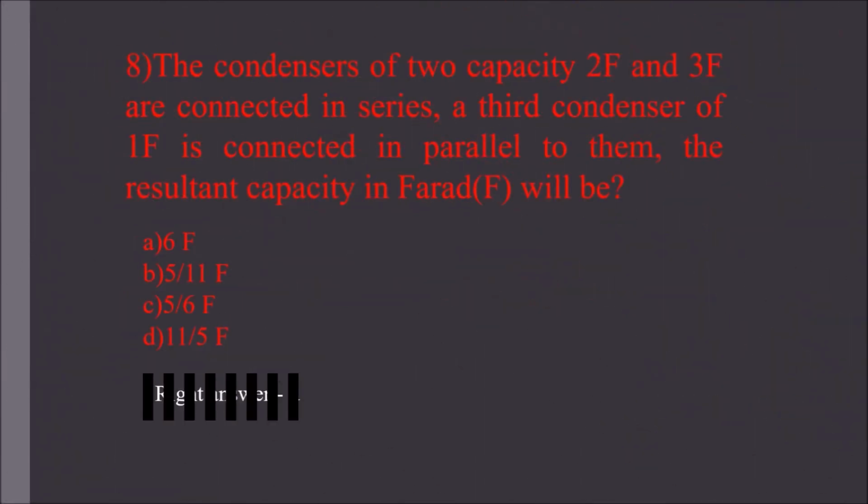Condensers of capacity 2 farad and 3 farad are connected in series. It means 2 farad and 3 farad are connected in series, and a third condenser of 1 farad is parallel to them. The resultant capacity in farad will be what?